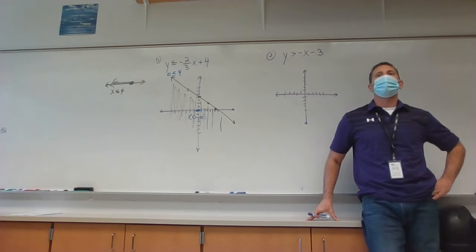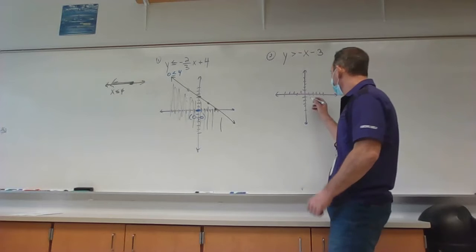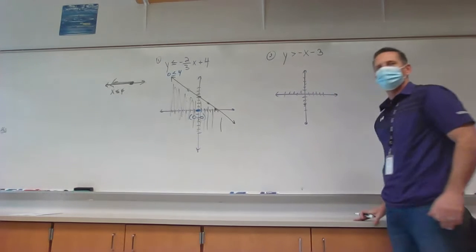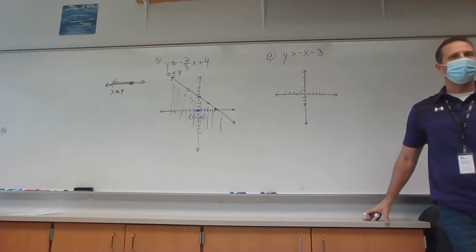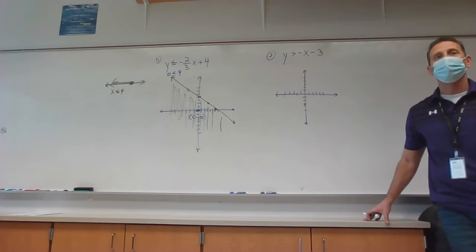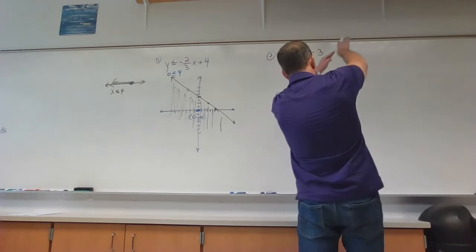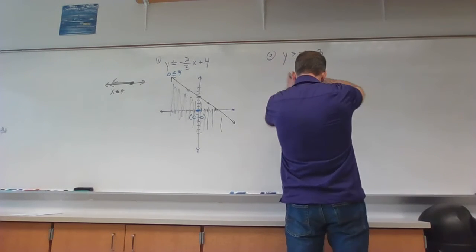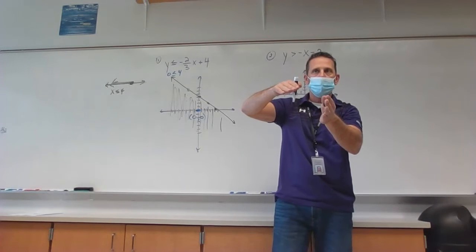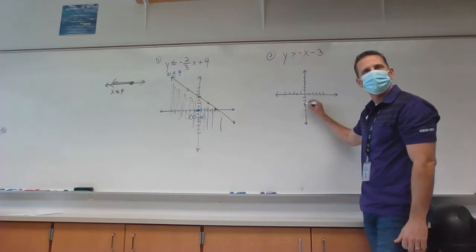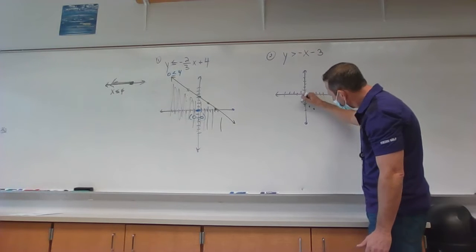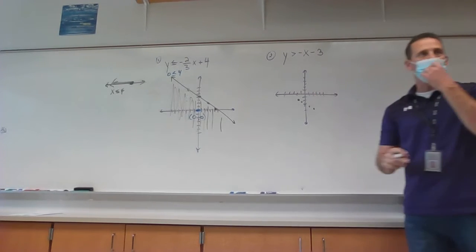Isa, where'd you start this graph? All right, good. We started at -3 on the y-axis. So right there, that's our y-intercept. What's the slope of this one, Anthony? -1/1. So is our line going up as we go left to right, or down? Down. Okay, so tell me how to move. Down one, right one. Down one, right one. Up one, left one.